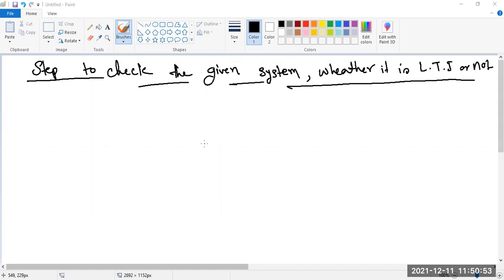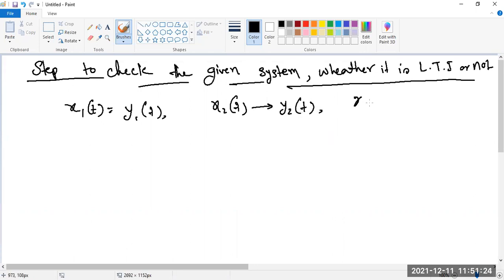Okay, guys, today our topic is: if you have any system, then you have to check whether this is an LTI system or not. Say you are given x1(t), its output is y1(t); x2(t), its output is y2(t); x3(t) to the y3(t).